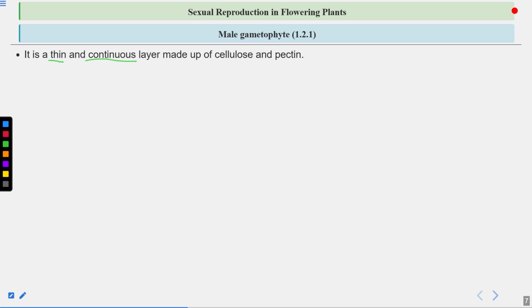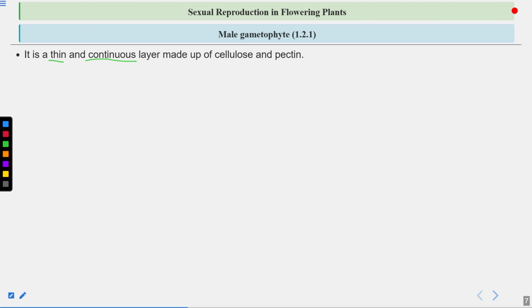Here it is written about intine that it is a thin and continuous layer made up of cellulose and pectin. Okay, I got one answer. Correct. It is absolutely correct. Because exine is not continuous. At some point, the exine, which is made up of sporopollenin, is absent, and that particular point makes the germ pore. So it is not a continuous layer. But your intine layer, which is made up of cellulose and pectin, is a thin and continuous layer.